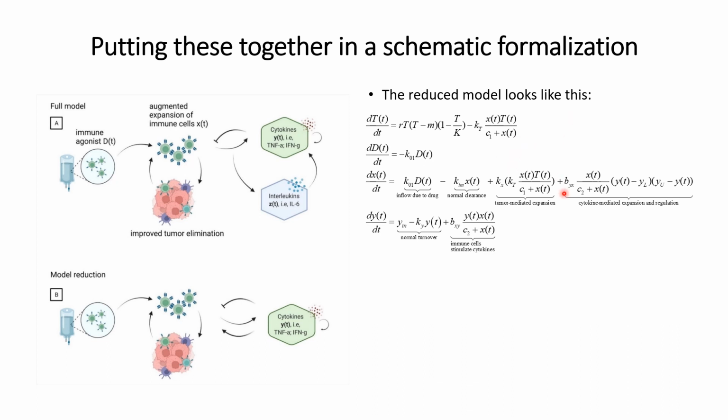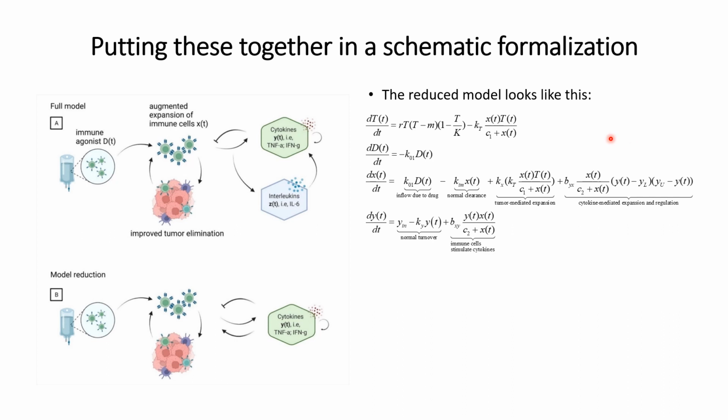And then we have this added term. So let me go through this. The idea here is that you will have cytokine-mediated expansion and regulation of immune cells if your immune cells are above some threshold. So if your cytokines, Y(t), are above threshold Y lower, but below threshold Y upper, then this is a positive term. So you get extra immune cells kicking in. If your cytokines Y(t) are above the threshold Y upper, then you get reduction. This term becomes negative.